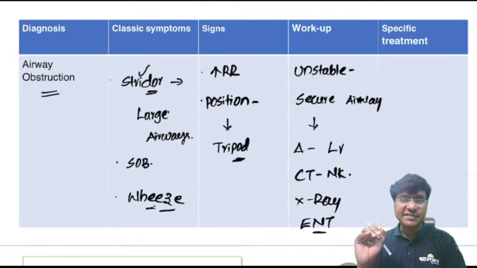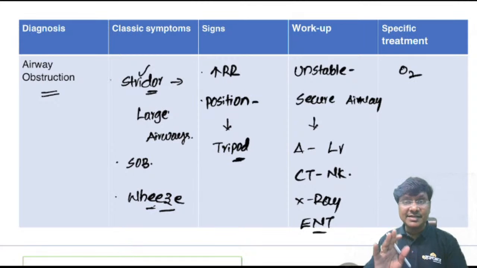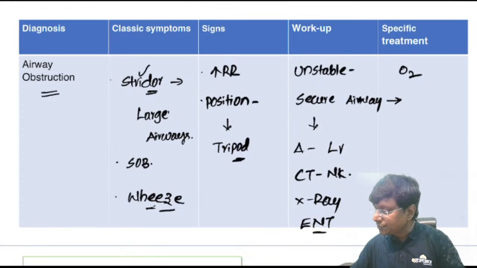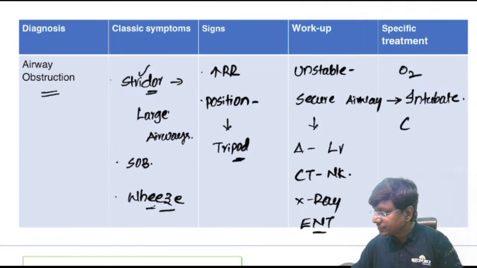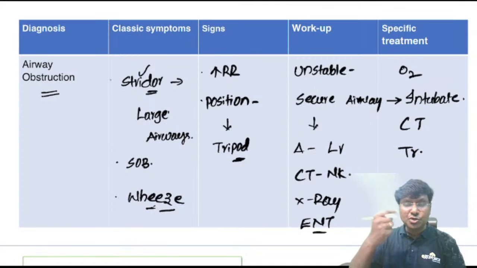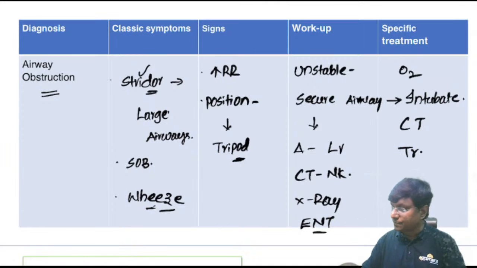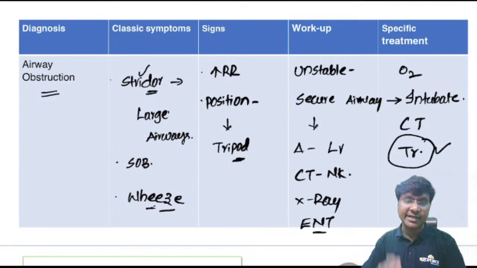Then, what is the specific treatment? First and foremost, oxygen supplementation. Then, you need to secure the airway. What do we mean by securing the airway? You need to intubate the patient. Another method of securing the airway is cricothyroidotomy. And if intubation through an endotracheal tube is not possible, securing the airway should be done by tracheostomy.